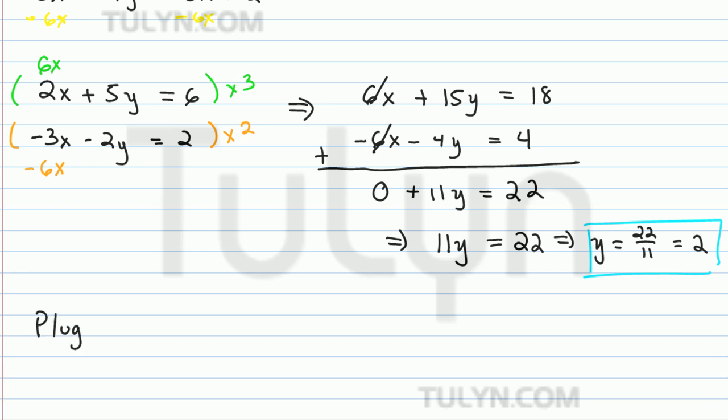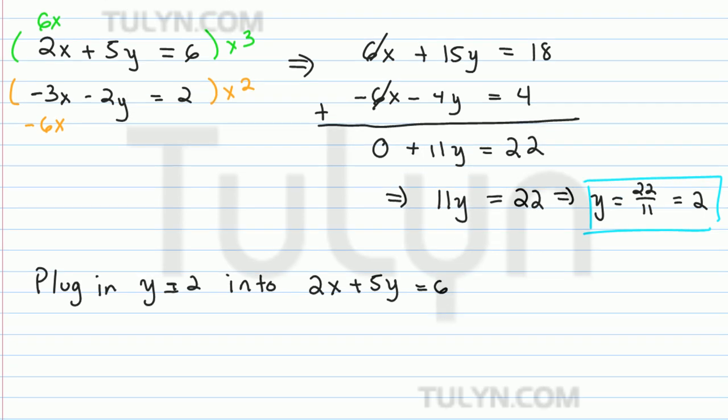So the way to solve for x is to plug in y is equal to 2 into either of the equations, whichever one you happen to like the most. I'm going to plug it into the first one, 2x plus 5y is equal to 6. So now doing that, we're left with 2x plus 5 times 2 is equal to 6. That means 2x plus 10 is equal to 6.